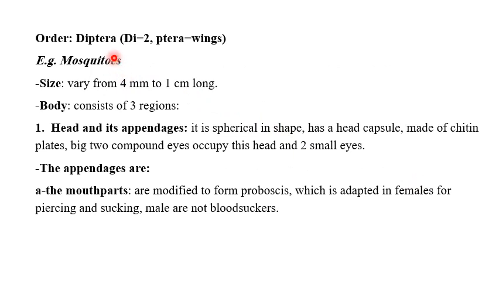Order Diptera, two wings, for example mosquitoes. Size varies from 4 mm to 1 cm long. The body consists of 3 regions. The head and its appendages: it is spherical in shape and has a head capsule made of chitin plates. Two big compound eyes occupy the head, and 2 small eyes. The mouth parts are modified to form a proboscis, which is adapted in females for piercing and sucking. Males are not blood suckers but feed on vegetable and plant nectar.